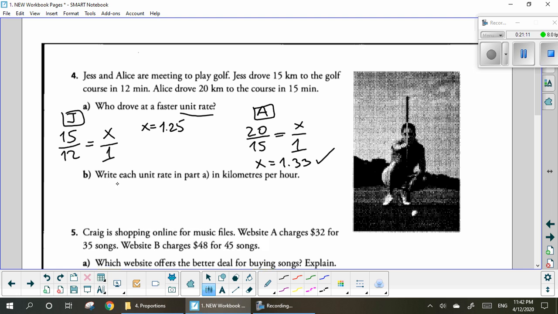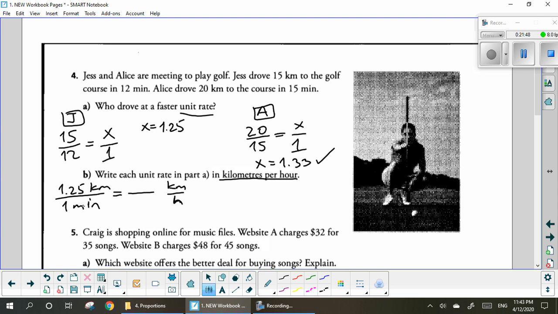It says, write each unit rate in part A in kilometers per hour. All right, so this is where it's kind of called unit conversion. So what we have here, I'll just use the example for Jess. We have 1.25 kilometers for 1 minute. There we go. And we are going to convert it into kilometers per hour. So that means on the other side, we have kilometers per hour.